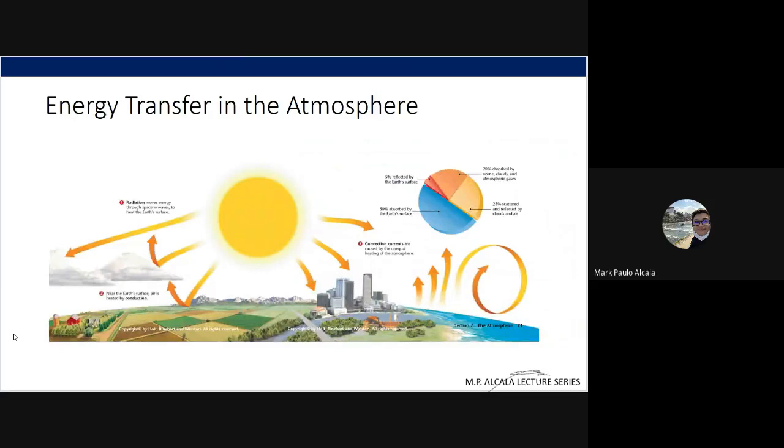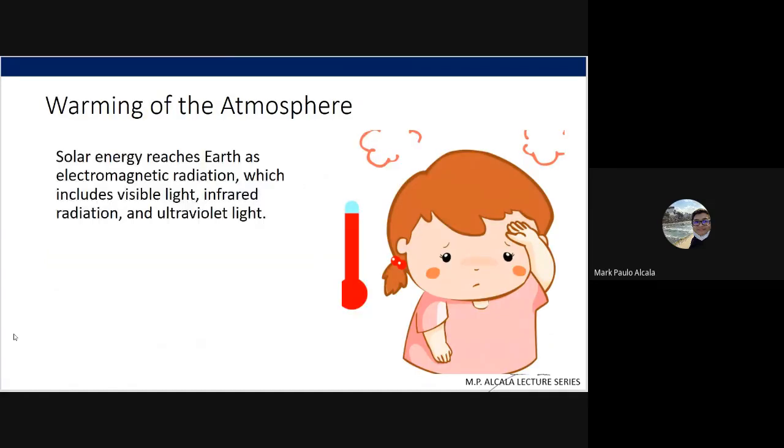Energy transfer in the atmosphere. So, complete the diagram illustrating the three processes. Now, the warming of the atmosphere: the solar energy reaches Earth as electromagnetic radiation, as we said earlier, from UV, ultraviolet rays. About half of the solar energy that enters the atmosphere passes through it and reaches the Earth's surface, while the rest of the energy is absorbed or reflected in the atmosphere by clouds, gases and dust, and reflected by the Earth's surface, primarily by the ocean.